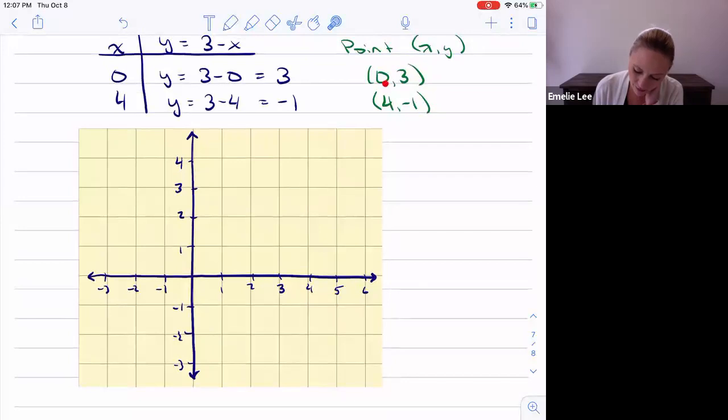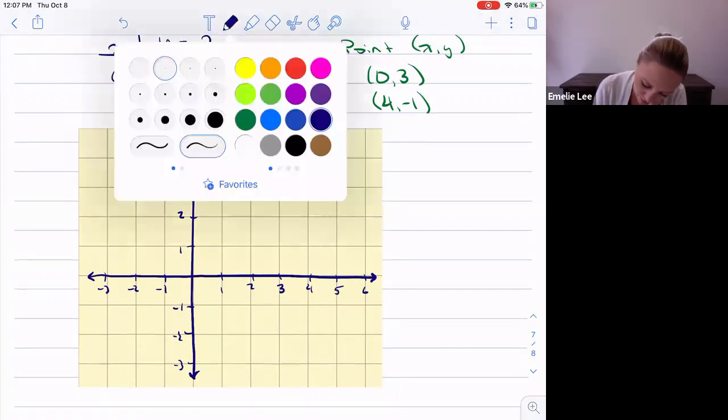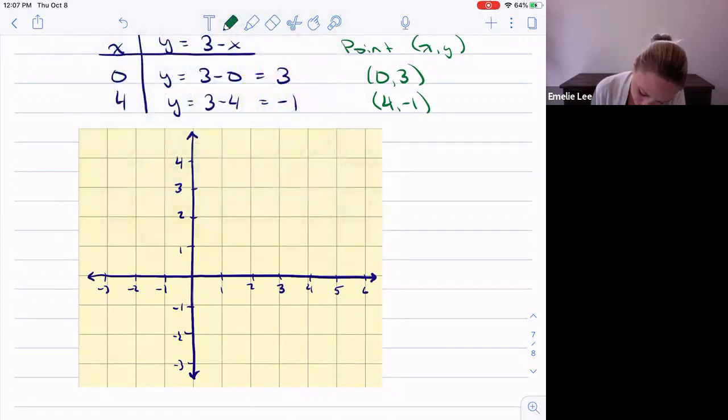So my first point is when x is 0, y is 3. And if it helps, you can look here. When x is 0, y is 3. So I've got (0, 3). That's my first point. My second point is when x is 4, y is negative 1. So my second point would be here.